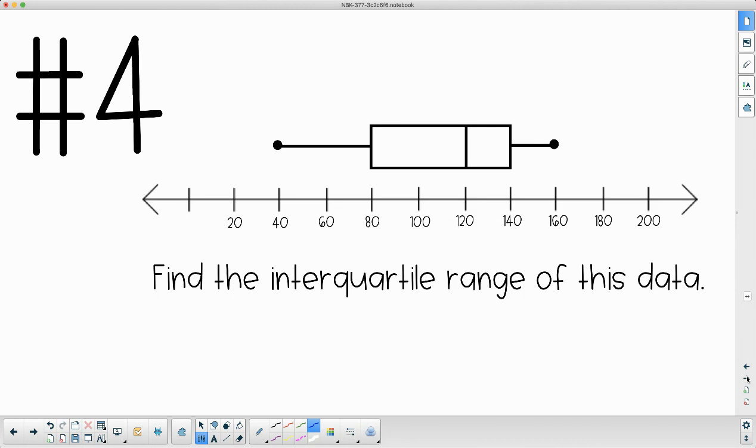Number 4 wants to know the interquartile range. So we're going to take quartile 3 and subtract quartile 1. So here's quartile 3. We're going to subtract quartile 1, which will tell us our range of that middle part right there.